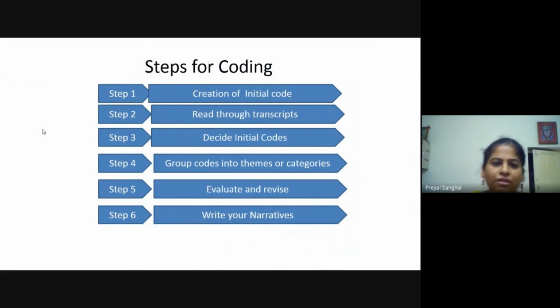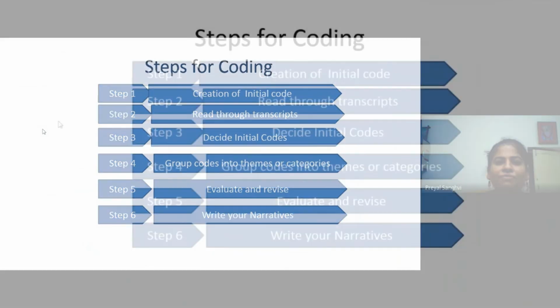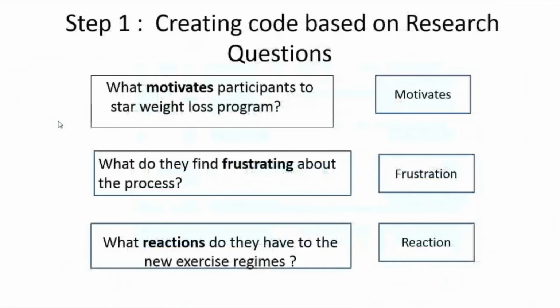First, for the creation of the initial code, here we are going to use a mixed approach. We are going to use the inductive as well as the deductive approach, so we are using a hybrid approach for the coding. The first step we are going to discuss is creating the code based on the research question. Here is an example of the deductive coding method, where based upon the research questions we are going to generate the code.